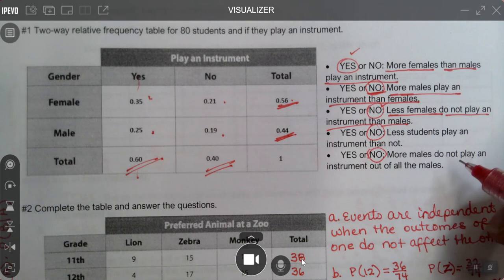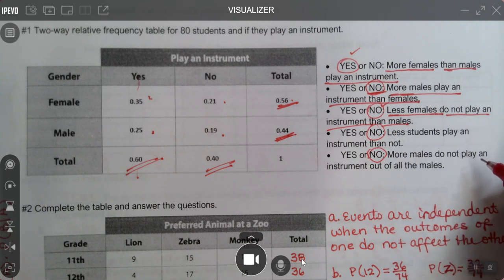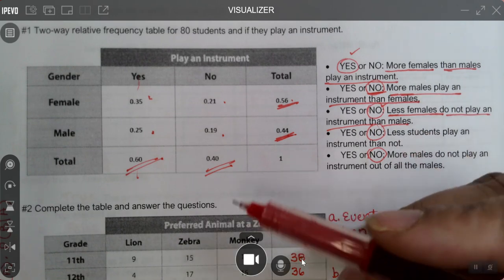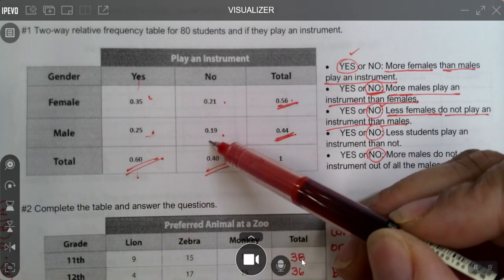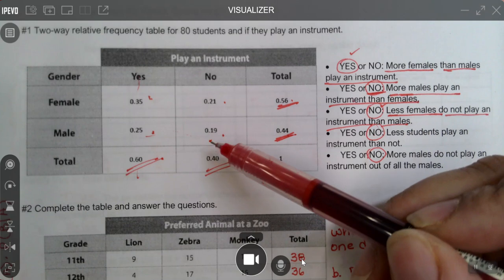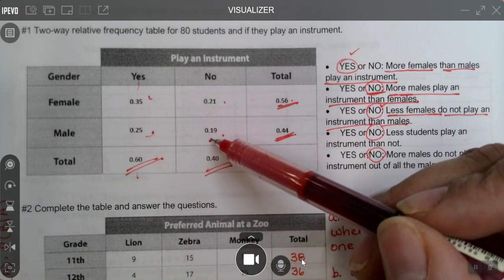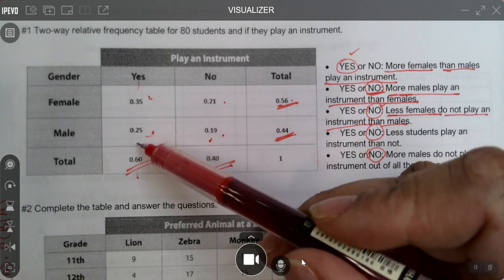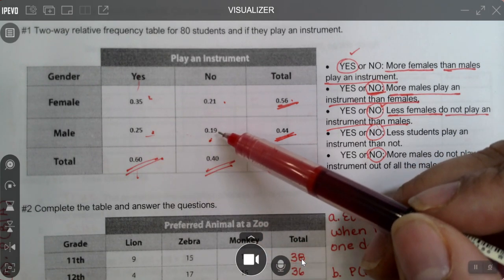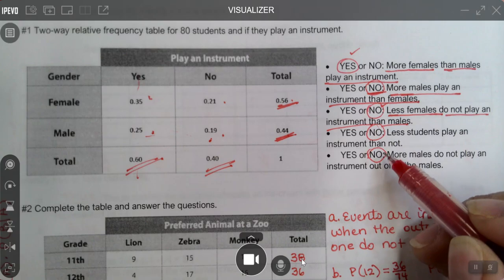More males do not play an instrument out of all the males. So now we're focusing only on the males. So that's these two numbers. And they're saying more males don't play. Once again, it's wrong. 0.19 is less than 0.25. So it is definitely not a true statement.